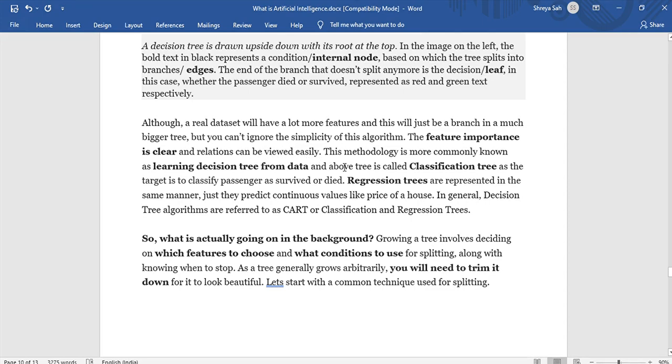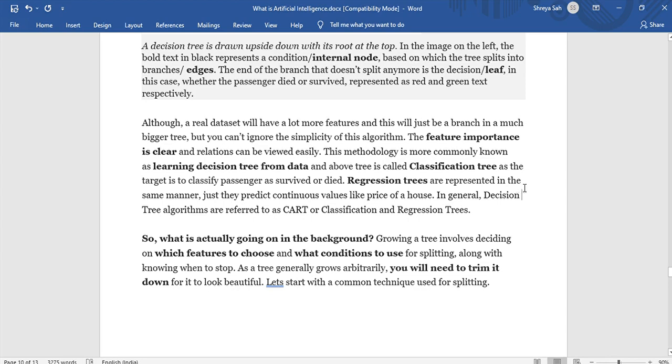Okay. So this methodology is more commonly known as learning a tree from data, and the above tree is a classification tree, as the target is to classify whether passengers survived or died. Okay, so this is the difference between classification and regression trees. We are basically classifying whether he survived or he died based on many factors. So that is why this is known as a classification tree.